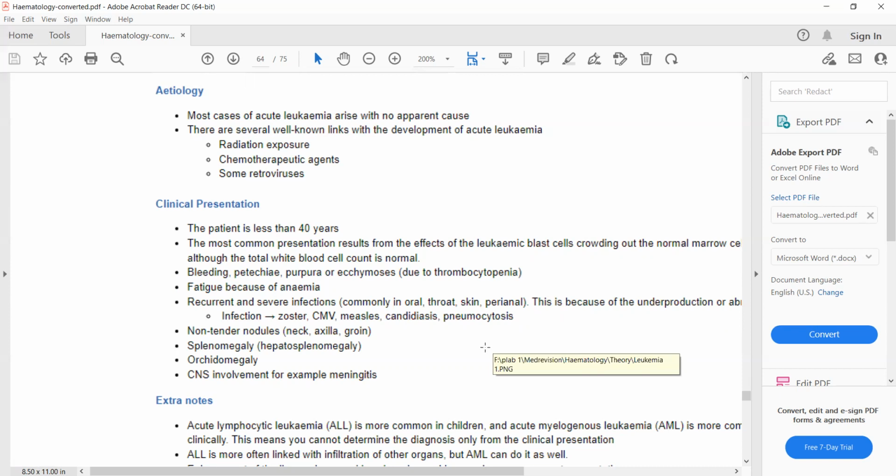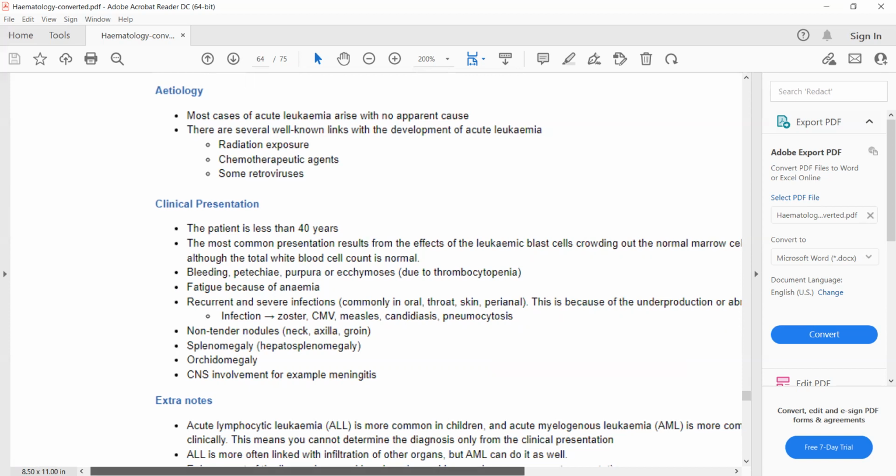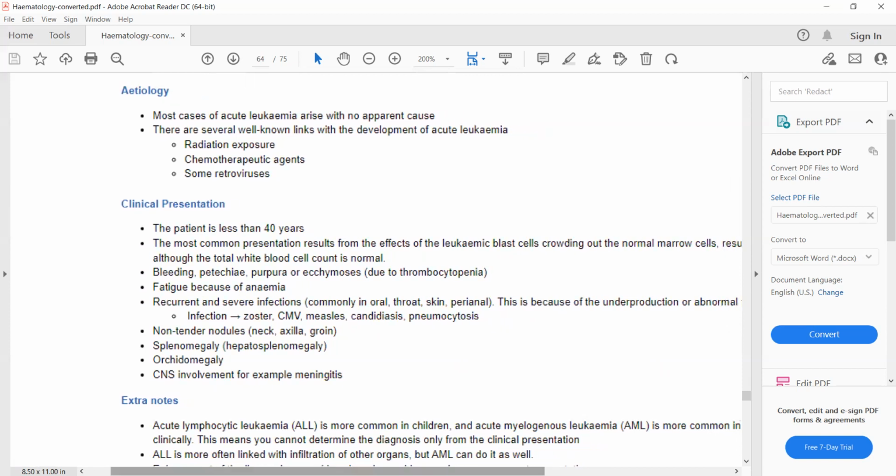Opportunistic organisms such as herpes zoster, CMV, measles, candidiasis, pneumocystis, all of these infections are common in patients with acute lymphoblastic leukemia due to neutropenia. So the problem was at the lymphoblastic level. Excessive proliferation of lymphoblasts led to deficiency of all other cell lines, which will present to you with the many features of these things.